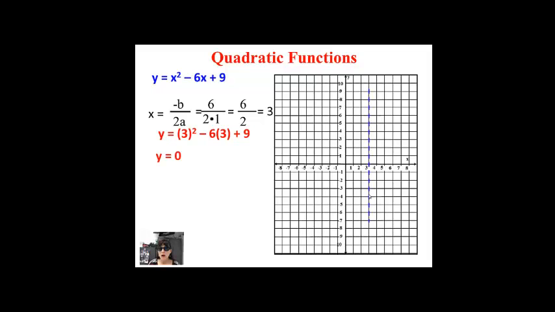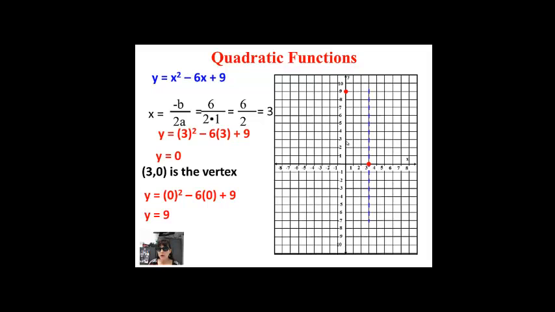Plug it in. We get y is 0 when x is 3, but we already knew that our y-intercept was 9 because that's our c value. We're going to graph our vertex at 3, 0. We know that our y-intercept, like I just said, is 9, so we could plot that at 0, 9 right here.